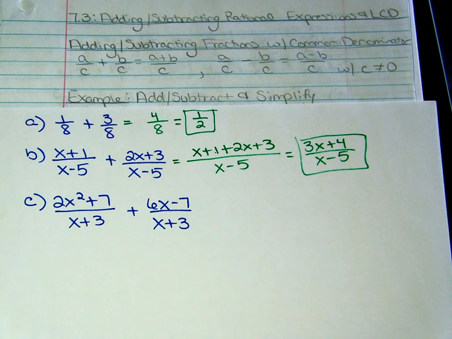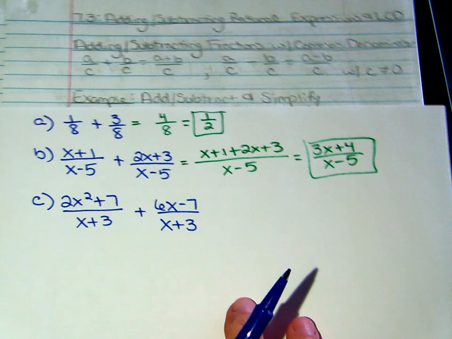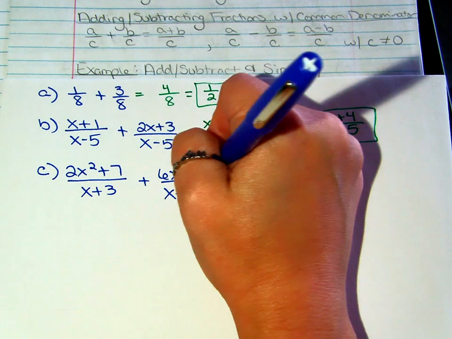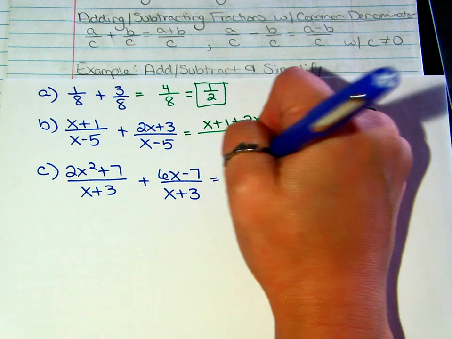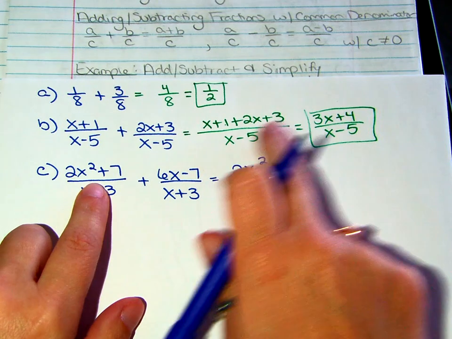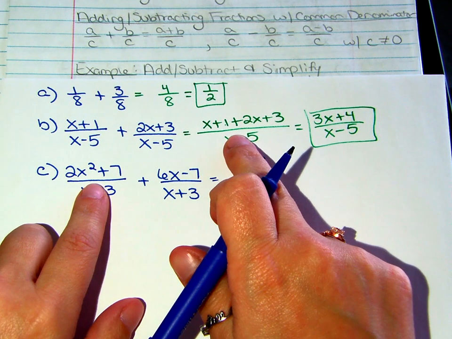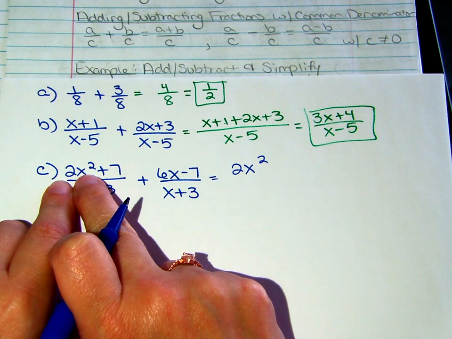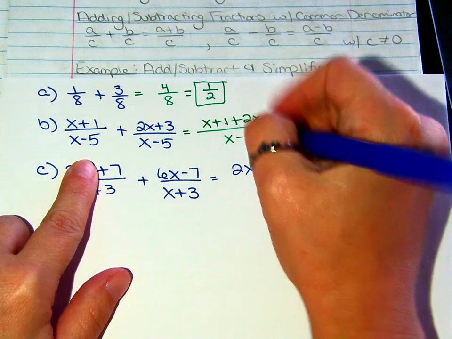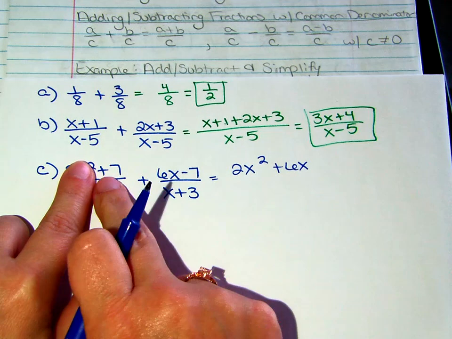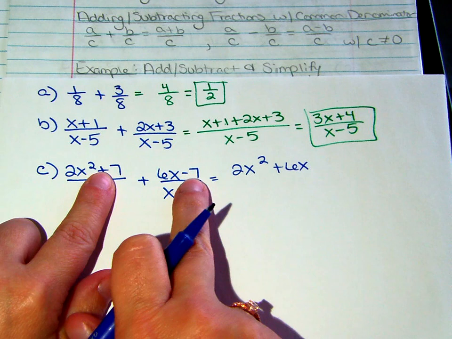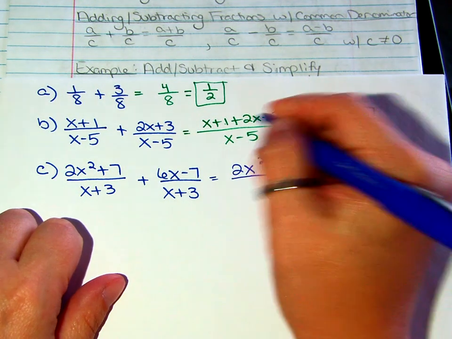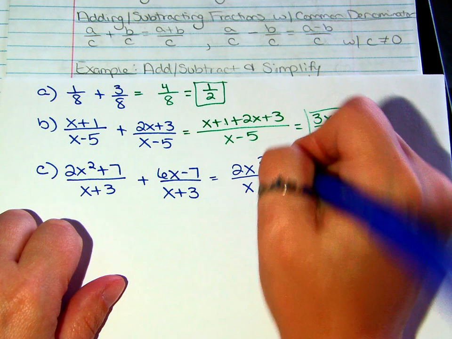Again, the denominators are already the same for us on C, which is really nice. So we're just going to add straight across the top. So I have 2x squared, and I'm going to kind of cut out this middle step just because I can. So I'm going to write it in descending order. So I have 2x squared, and then I have a plus 6x. And then I would have a 7 minus 7, so my constant term actually goes away, and that's okay. All over an x plus 3.